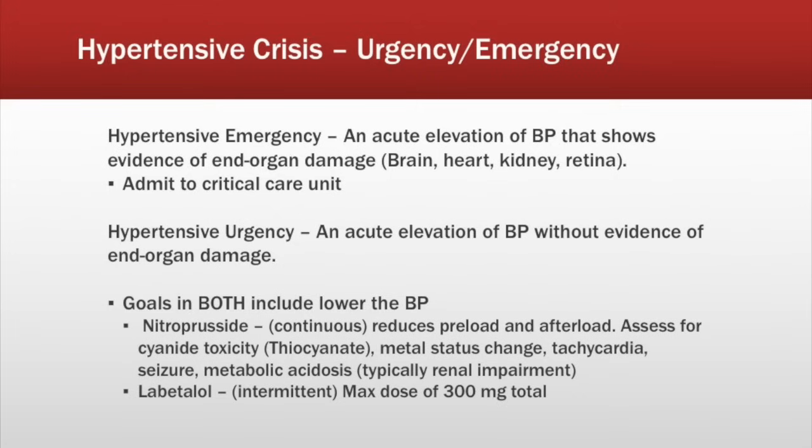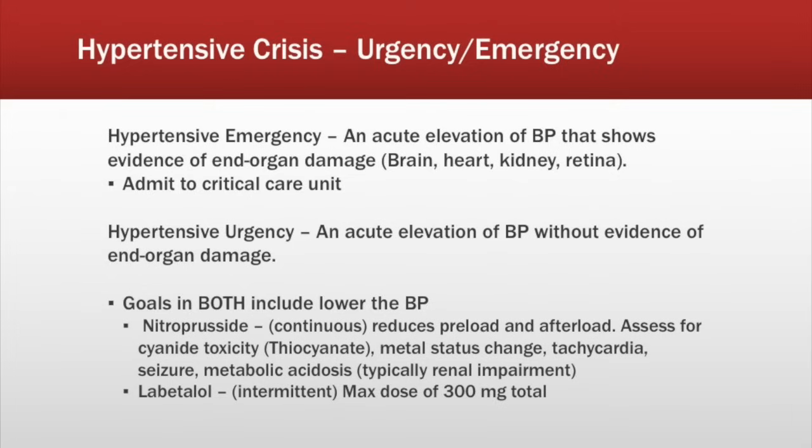For the hypertensive urgency, this is an acute elevation of blood pressure without evidence of end organ damage. So you're going to watch this patient, you could admit them to the critical care unit, but it's probably more appropriate to manage their blood pressure before there is end organ damage. So the goal in both the urgency and the emergency is to lower the blood pressure. That's pretty simple. To do that, you can use a drip or intermittent blood pressure medications.